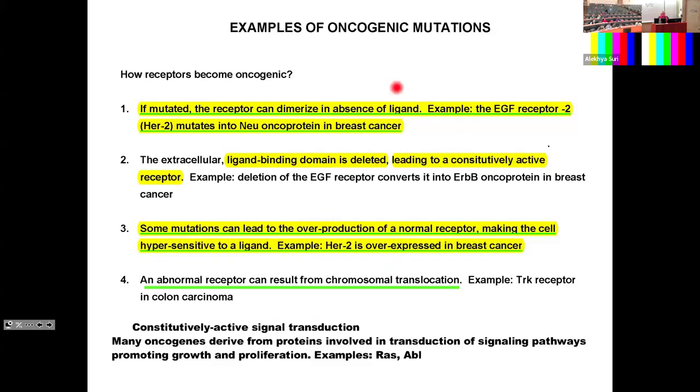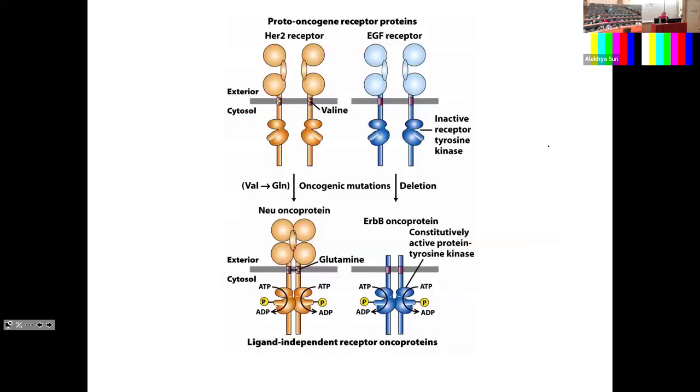We say all of these are gain of function, right? We said that in the previous. Many oncogenes derive from proteins involved in transduction of signaling, as I said before, and promoting growth and proliferation. So these are examples, and some of the graphics are here.